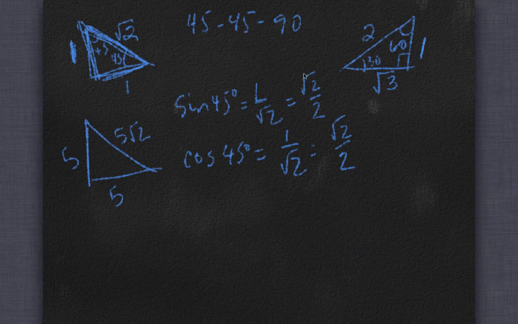So sine and cosine are both square root of 2 over 2. Tangent being opposite over adjacent, tangent's just 1. So sine and cosine both root 2 over 2 for 45 degrees. Tangent 1 for 45 degrees. So this is one of the sets of numbers that you need to note and memorize.